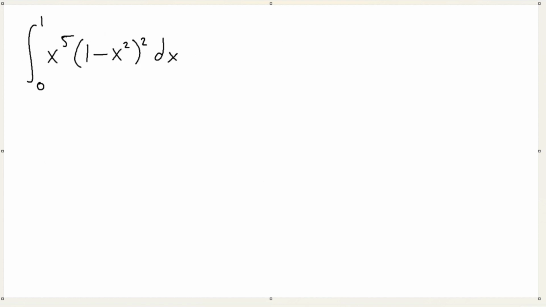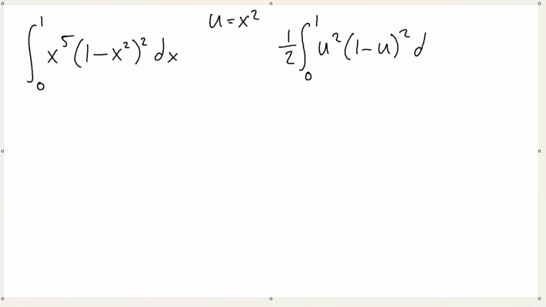Okay? Is this a beta function integral? Not exactly, no. But we can make it turn into one. We can turn it into one by letting u equal x squared. Right? And now this could just be a half integral from 0 to 1. So now what we have here is u squared, 1 minus u squared, du. So now we have this, and now it's just a simple beta function.